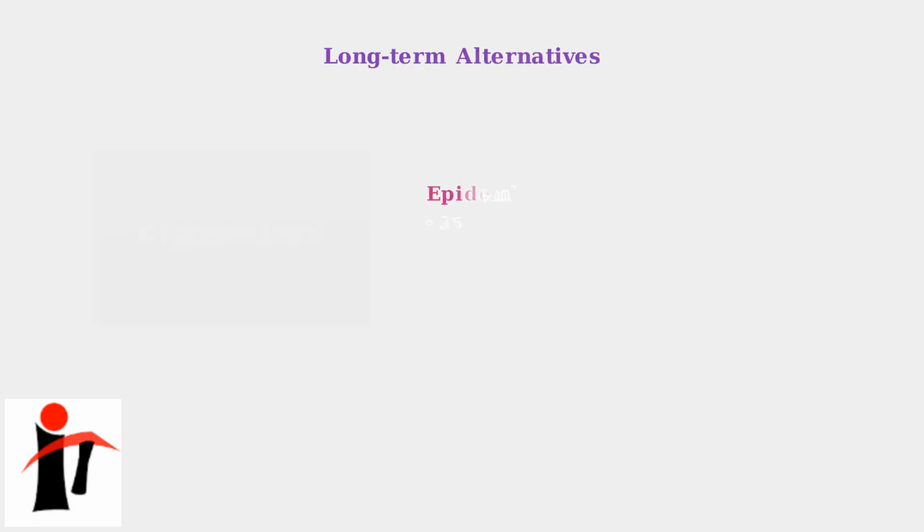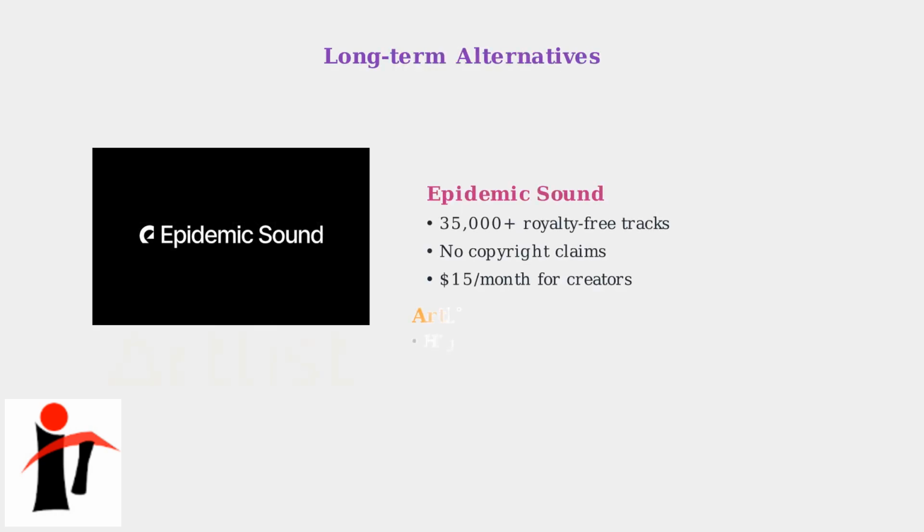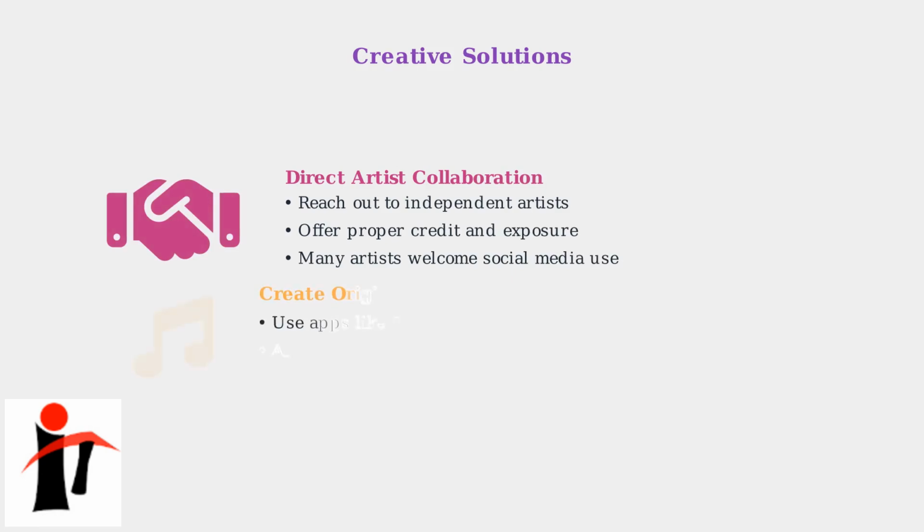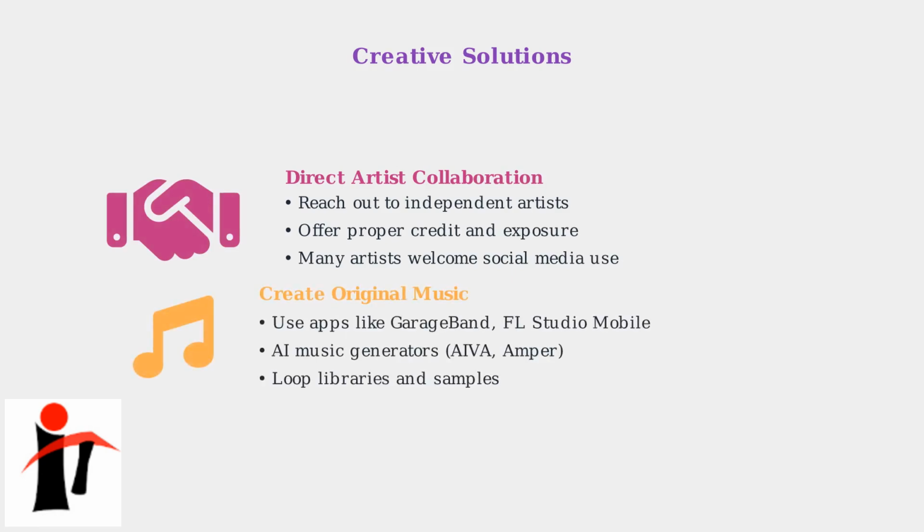For long-term solutions, consider third-party royalty-free music platforms. Epidemic Sound and Artlist are popular choices that offer extensive libraries of copyright-free music specifically designed for content creators. You can also collaborate directly with independent artists for usage rights or create original music using production apps. Many independent musicians are happy to grant permission for social media use in exchange for proper credit.